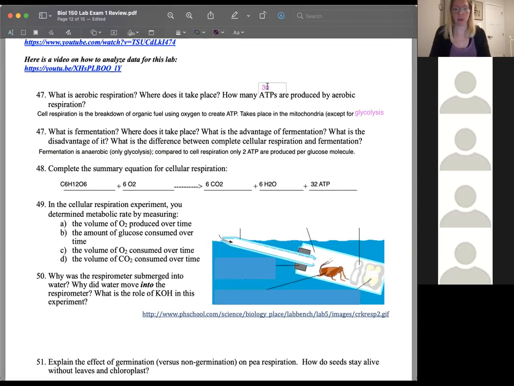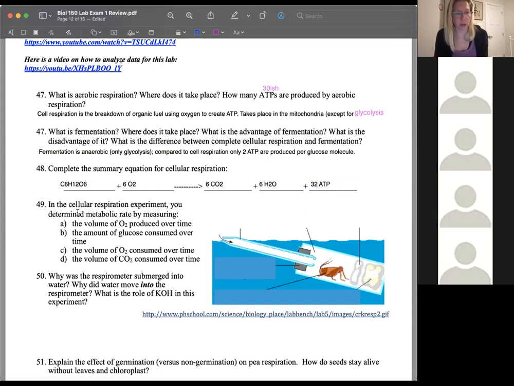I'm going to amend this up here. I'm going to say 30-ish, kind of 30. All right, perfect. So we are breaking down the glucose using oxygen, and we're going to come up with carbon dioxide, which is a waste product we exhale, a couple of water molecules, and then, of course, that energy that we've extracted from the glucose.